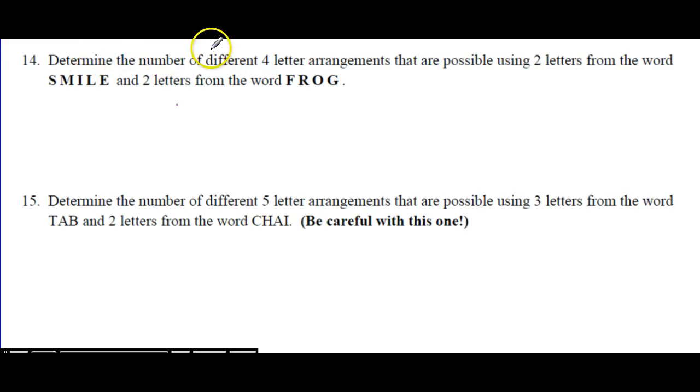Okay, determine the number of different 4-letter arrangements that are possible using 2 letters from the word smile and 2 letters from the word frog. So there are 1, 2, 3, 4, 5 letters in the word smile, and we need 2 of them. So we're going to go 5C2 because we're going to have to choose the letters from smile, and then from frog, choose the letters from frog, which is 4C2, and then multiply that by 4 factorial to arrange the letters.